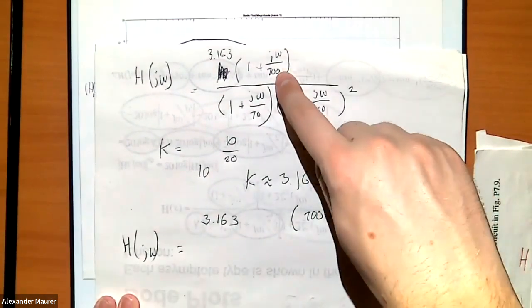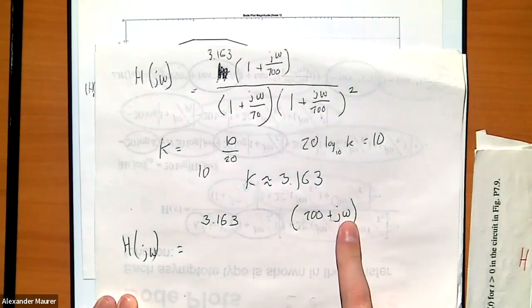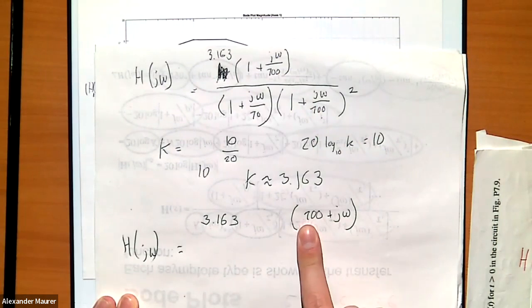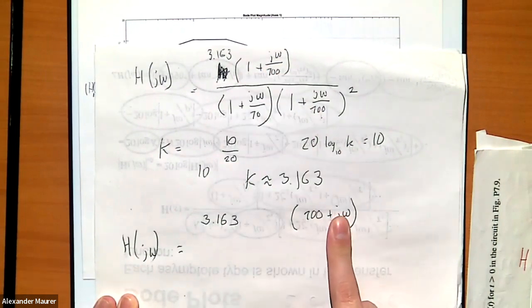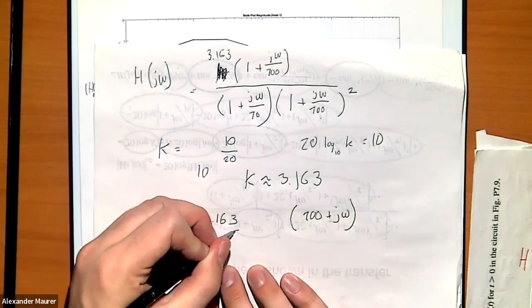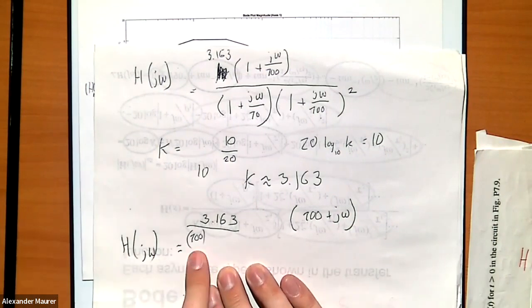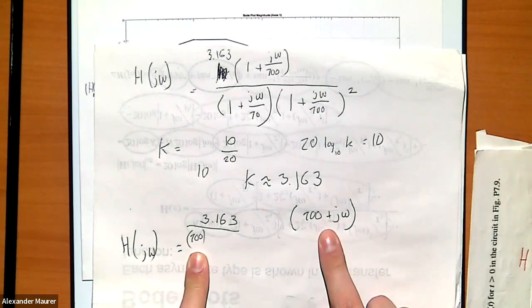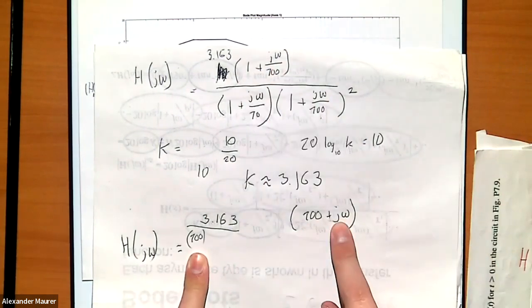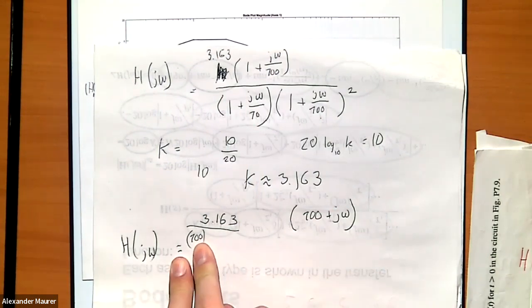So I want to take this term, 1 plus j omega over 700. The other standard form is to write it as j omega plus pole. So if I'm introducing a 700 here, I have to place a 700 in the denominator to counteract the multiplied 700 that I'm putting in here. So I'm taking this term, multiplying it by 700. So I have to take the coefficient and divide it by 700. So I don't change h of j omega.